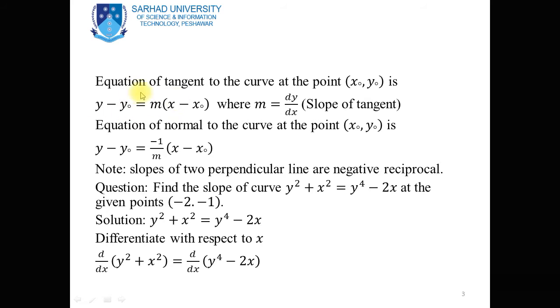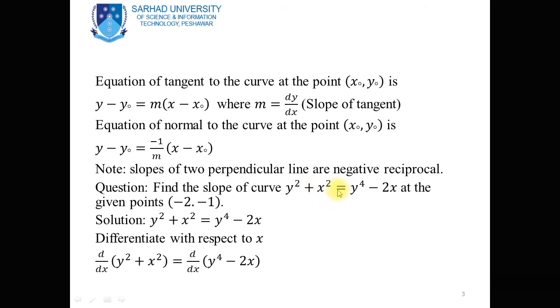We will find the equation of tangent line, and then put the negative reciprocal of the slope and the point in this formula. This will be the equation of normal line. For example, you see over here, this is the given function: y square plus x square is equal to y power 4 minus 2x. This is an implicit function, and we require the slope of this curve.